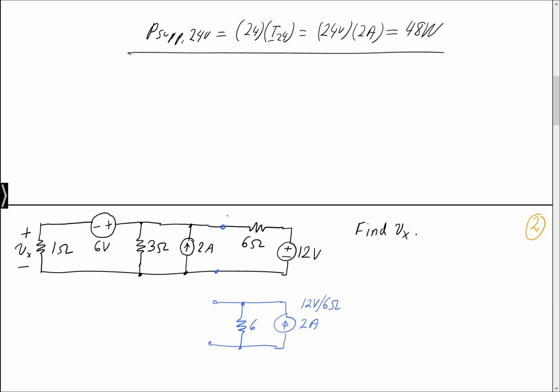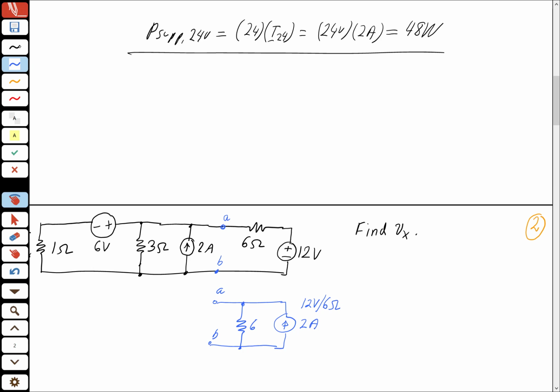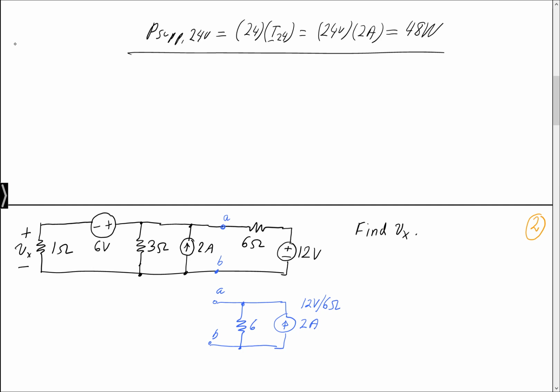Sometimes it might help you to identify them as, let's say, A and B or something like that, just to make it clear. It's not always necessary, but sometimes it helps. And then everything to the left, we just draw as is. So we just draw the circuit this way.